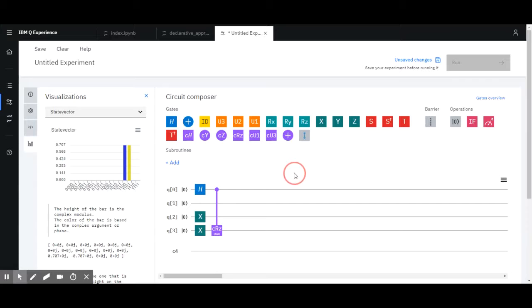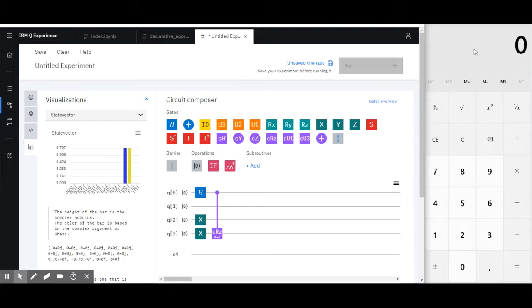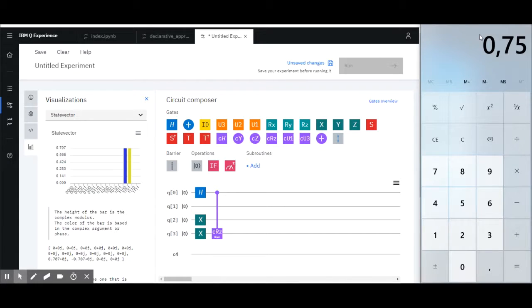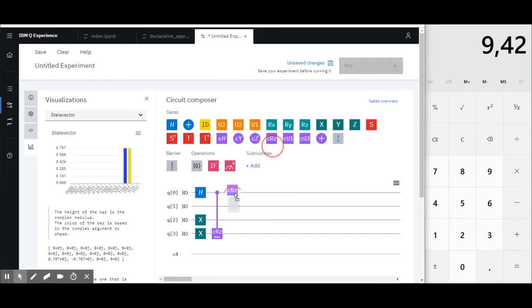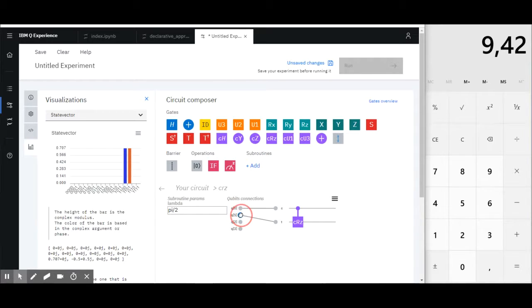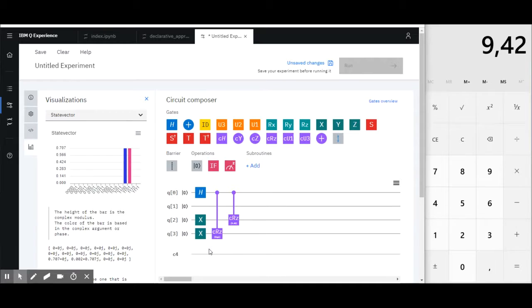so let me see, maybe I should pull out the calculator. So 0.75 times 4 times pi, I'll say 3.15, so it's 9.42. So this means that conditional to that is a 9.42 rotation, kind of, yeah.